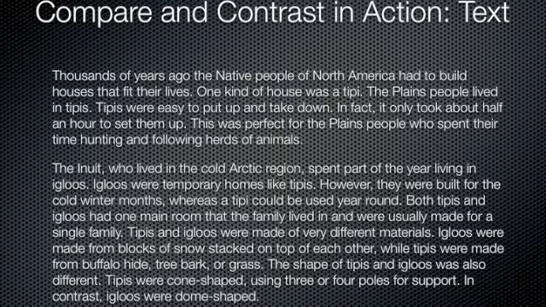The Inuit, who lived in the cold Arctic region, spent most of the year living in igloos. Igloos were temporary homes like teepees. However, they were built for cold winter months, whereas a teepee could be used year-round. Both teepees and igloos had one main room that the family lived in, and usually were made for a single family. Teepees and igloos were made from very different materials. Igloos were made from blocks of snow stacked on top of each other, while teepees were made from buffalo hide, tree bark, or grass. The shape of teepees and igloos was also different. Teepees were cone-shaped, using three or four poles for support. In contrast, igloos were dome-shaped.